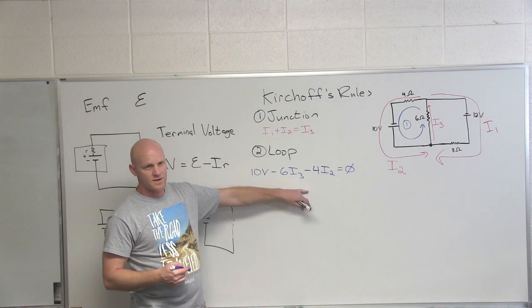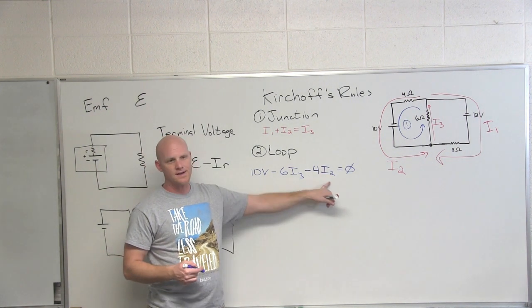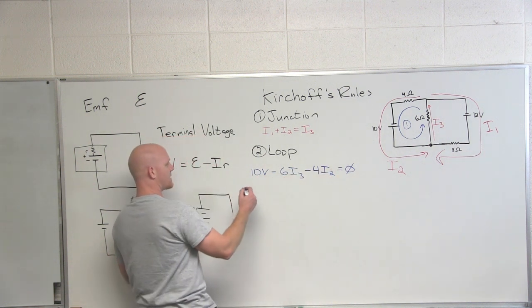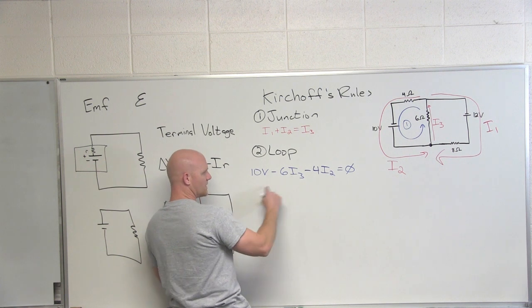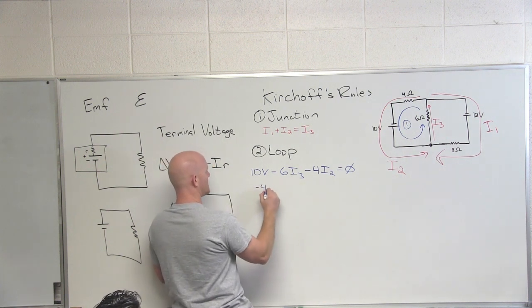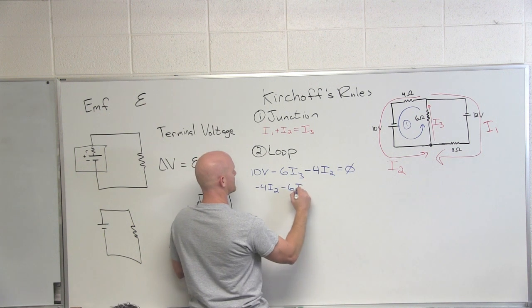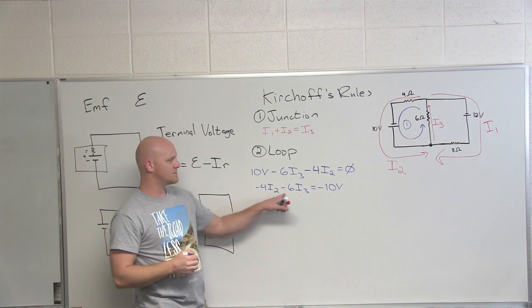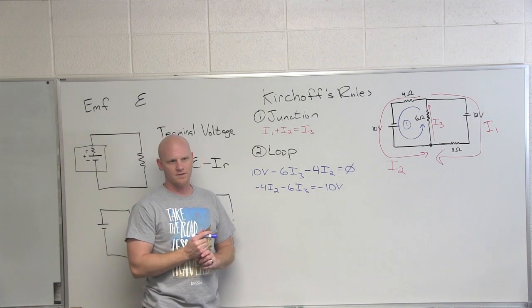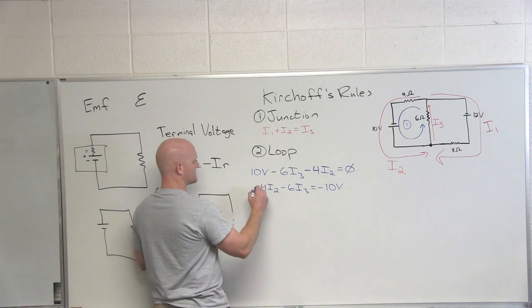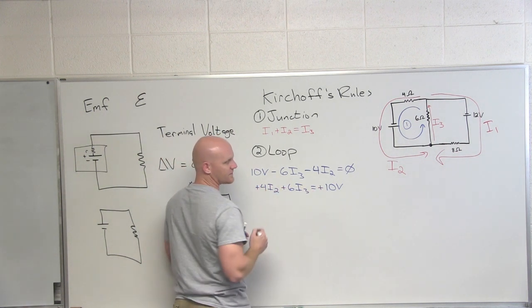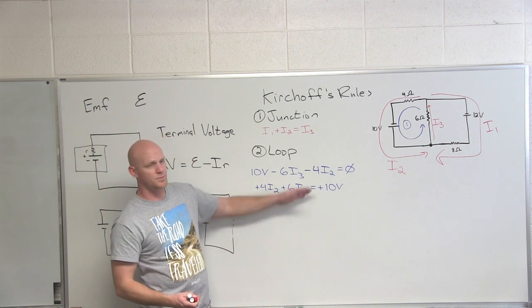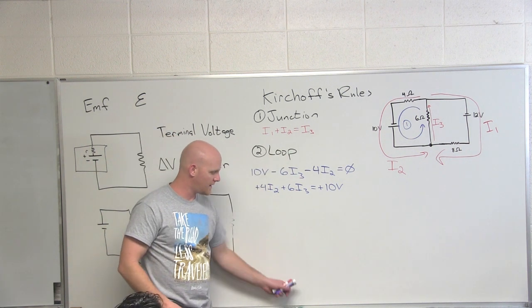What I often like to do is get all the terms containing I's on the left-hand side of the equation and the volts on the right-hand side. And I like to put them in order, 1, 2, 3 with the I's. So we'll have negative 4 I2 minus 6 I3 equals negative 10 volts. If you notice, though, every term is negative. And so what might I be tempted to do here? I'm just going to make them all positive, multiplying by negative 1 all the way through. And that's Kirchhoff's loop rule for what we've called loop number 1.